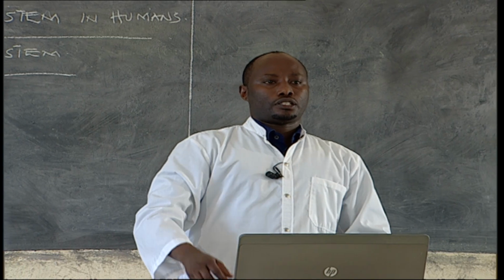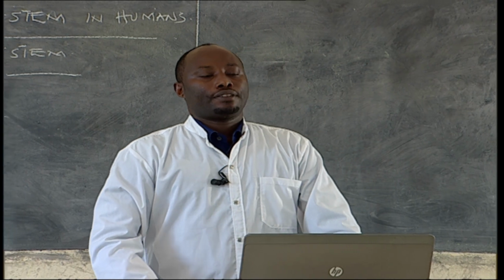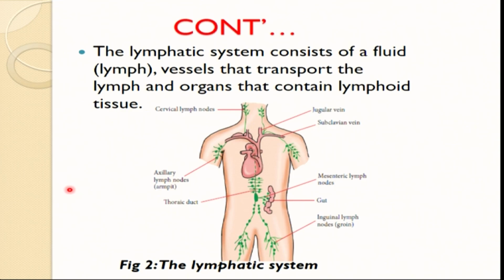Let's go. The lymphatic system consists of fluid, as I mentioned. It is made up of lymphatic fluid, which is called lymph. It is made up of lymphatic vessels that transport lymph, and organs that contain what we call lymphoid tissues. Let's go through the diagram and see where these are found mostly. We have the jugular veins. We have cervical lymph nodes. These are the parts that normally do the filtering before the lymph is emptied back into the blood.